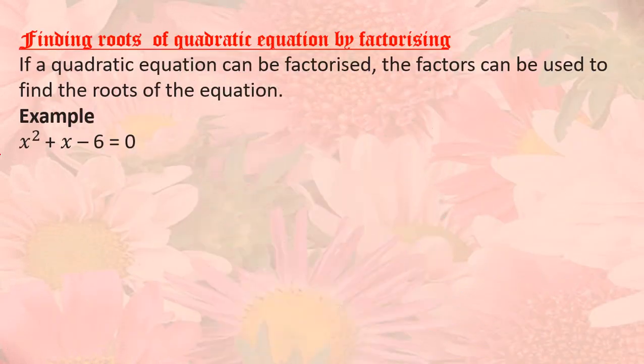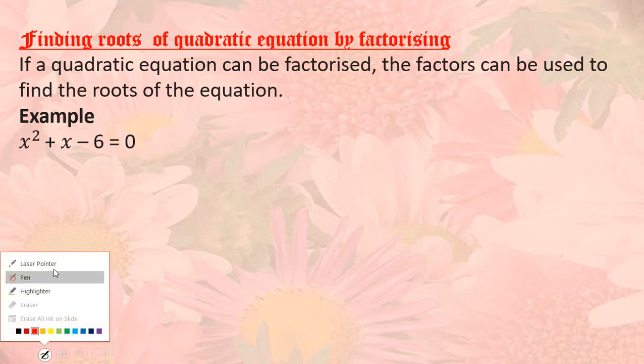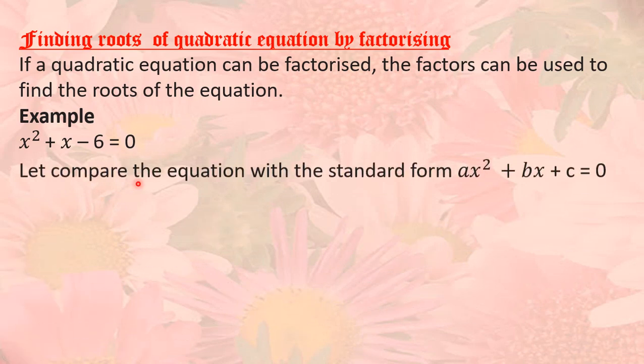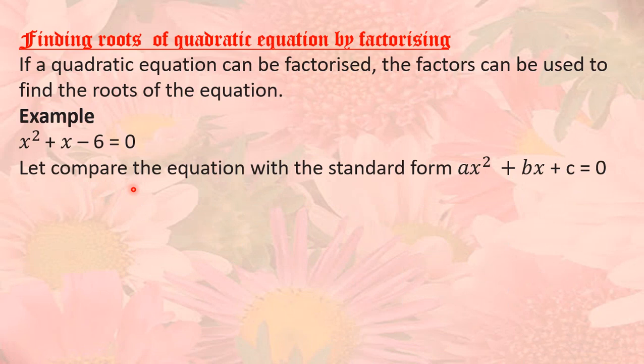So the same example we are taking here, x square plus x minus 6 is equal to 0, and by using the factorization method we first compare the equation with ax square plus bx plus c is equal to 0, and we get the value of a. A is 1 here, b is also 1, and c is minus 6. So the a, b and c values are 1, 1 and minus 6.